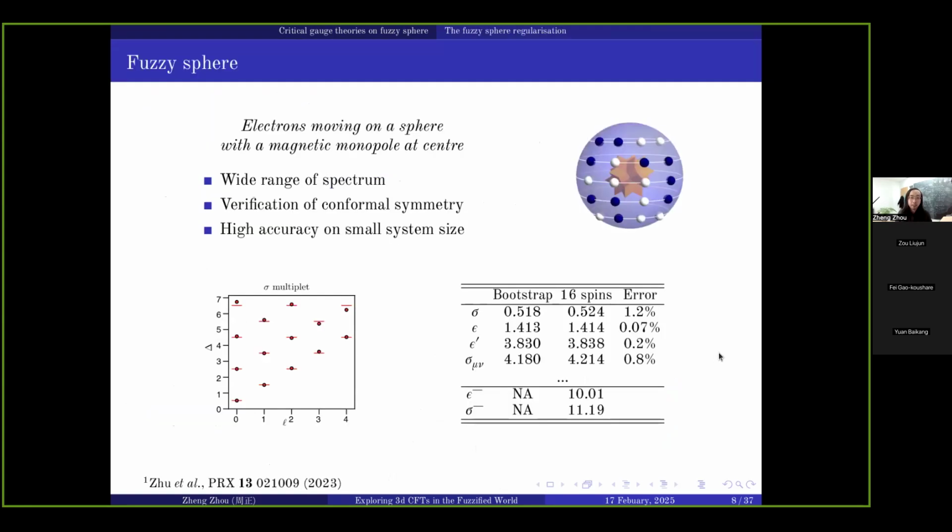So the fuzzy sphere studies the electrons moving on a sphere with a magnetic monopole at its center. It was first applied to the 3D Ising CFT and has been proven to be very powerful. Using fuzzy sphere, a very wide range of spectrum can be obtained at a very high accuracy on even very small system size. For example, at the size of 16 spins, the error compared with the bootstrap is already within 1%. Moreover, it's the first numerical verification of the conformal symmetry in the 3D Ising transition.